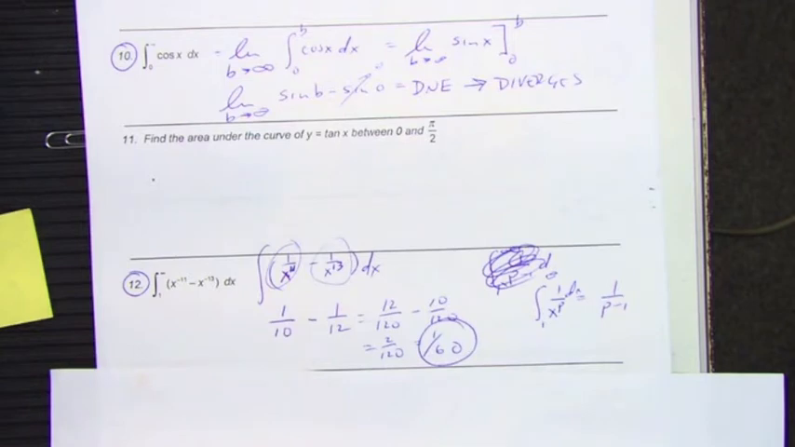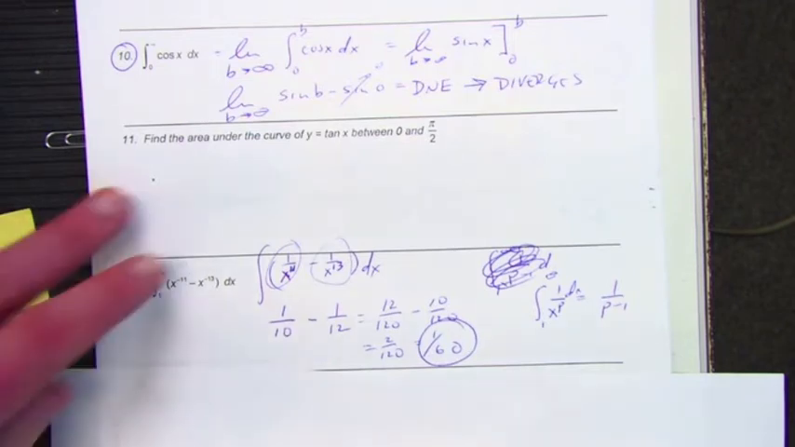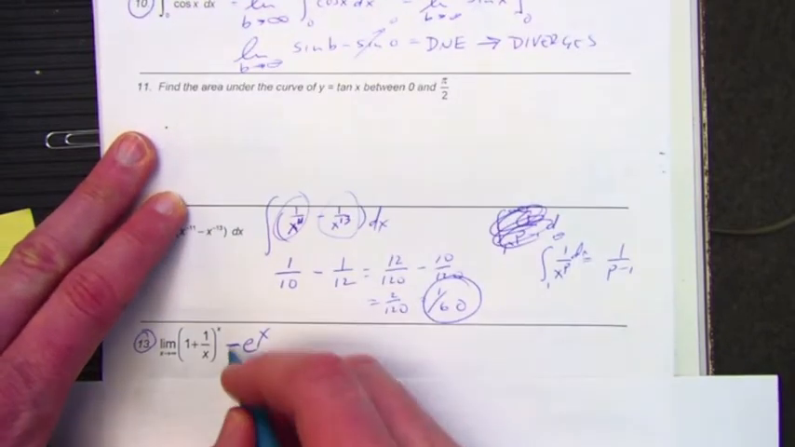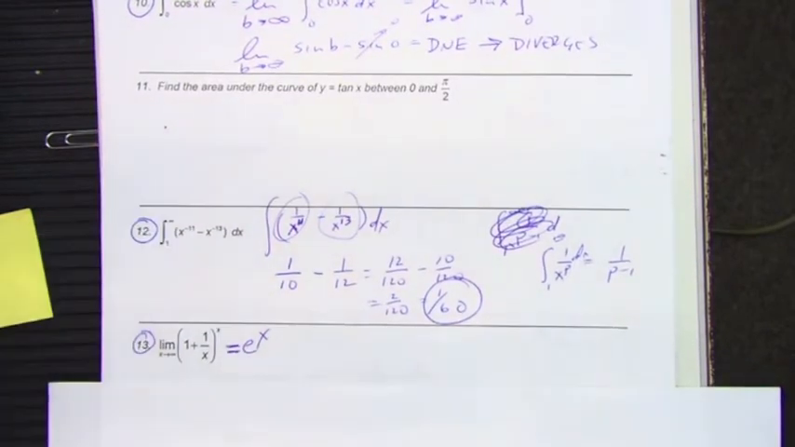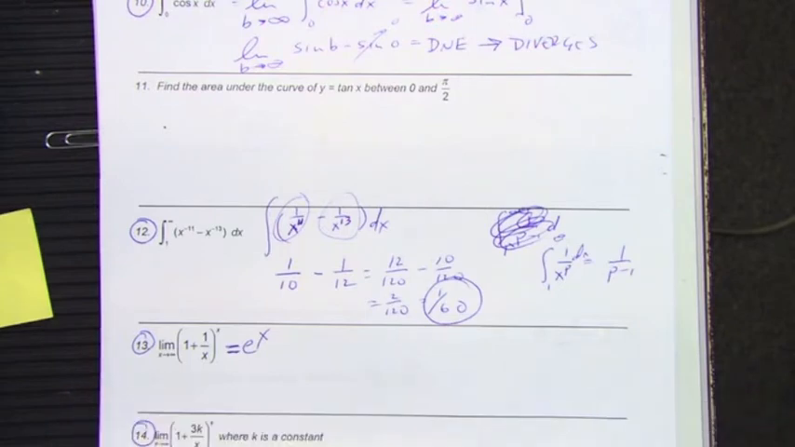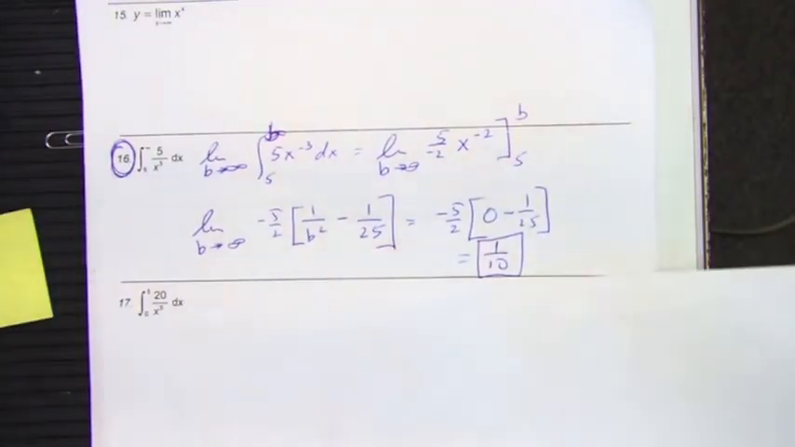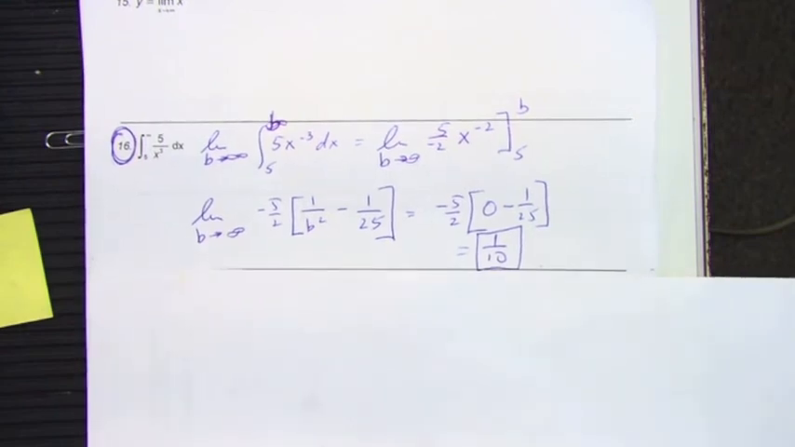All right. How did we do on 12? Hope we got 12. What about 13? Did you just get that it equaled e to the x? Did you get e to the x? What about the next one? You get e to the 3k? Yeah, should be e to the 3k. Okay, let's flip it over. What did you get for 16? Did you get 1/10?